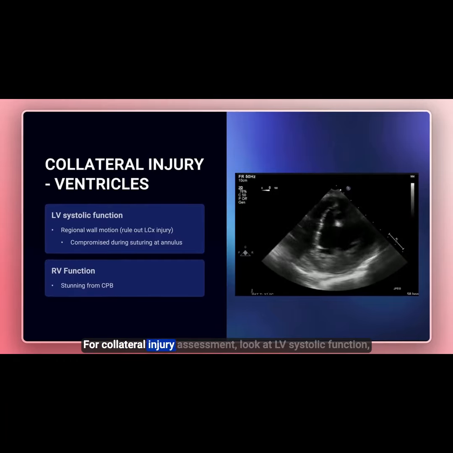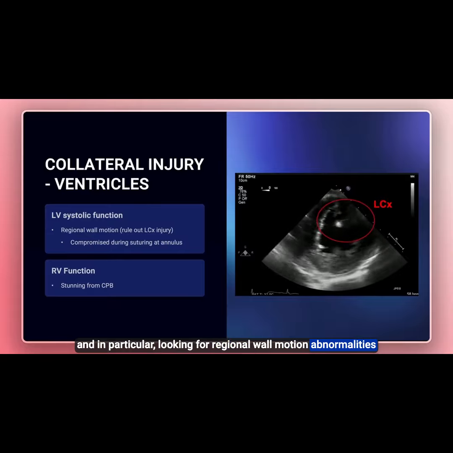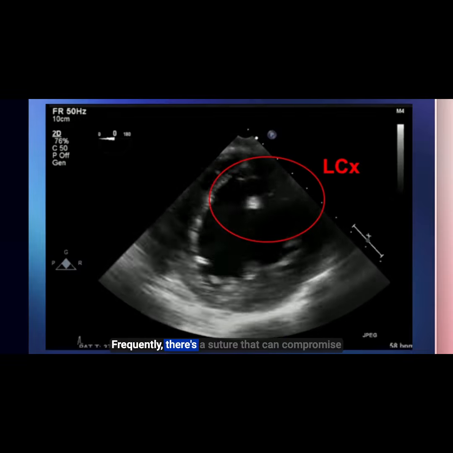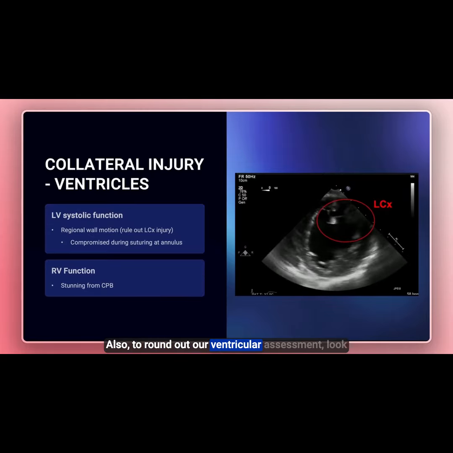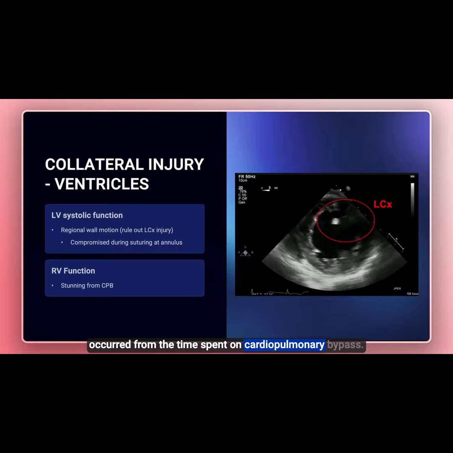For the collateral injury assessment, look at LV systolic function, and in particular, looking for regional wall motion abnormalities, as a regional wall motion abnormality in that lateral, infralateral segment could indicate the left circumflex injury. Frequently, there's a suture that can compromise that left circumflex artery around the annulus. Also, to round out our ventricular assessment, look at RV function to ensure that there's no stunning that occurred from the time spent on cardiopulmonary bypass.